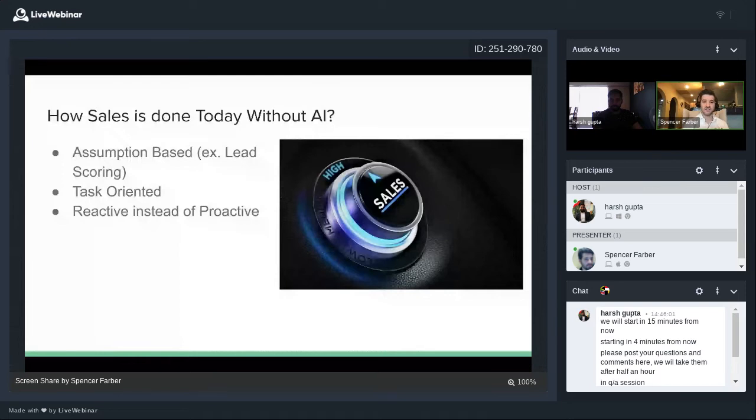And then lastly, people are being reactive instead of proactive. For example, a lot of times you're waiting to get some sort of response from a client before you then decide to hop into action and spend more time there, versus you could be proactive, understanding who's engaging at what levels and where you should focus your time.